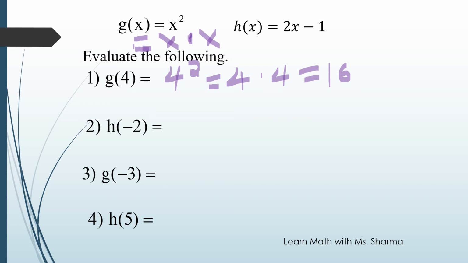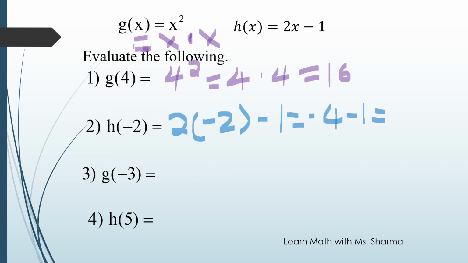Now h of x equals 2x minus 1, which is a linear function. But here we want to find h of negative 2. That means x is negative 2. So plug in negative 2 in place of x. We have 2 times negative 2 minus 1. 2 times negative 2 is negative 4. Minus 1 is negative 5.